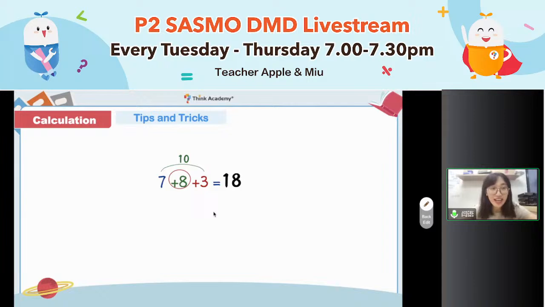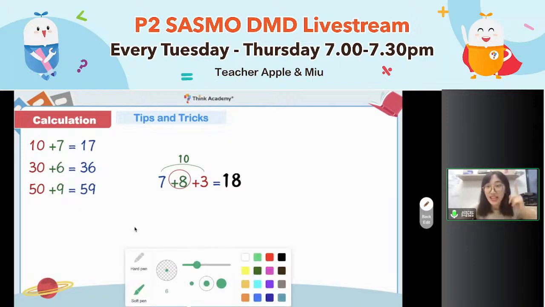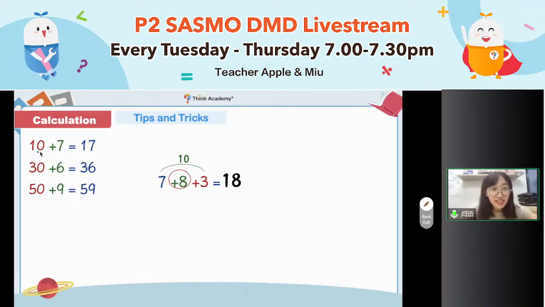And actually, you can see that as long as the last digit is 0, then your calculation will be very easy. Just like 10 plus 7 equals 17. 30 plus 6 equals 36. Yeah, good job. Okay. And also, we have 50 plus 9 equals 59. So you just again observe the 0s, and then you can see the calculation is very easy.